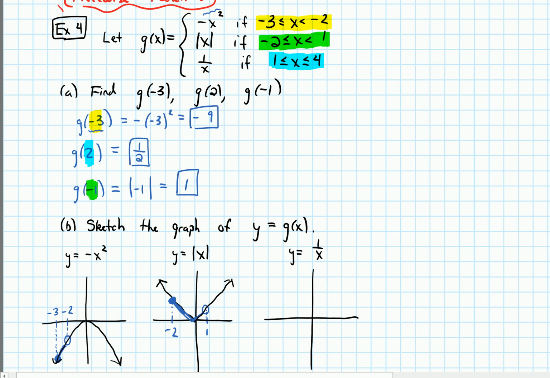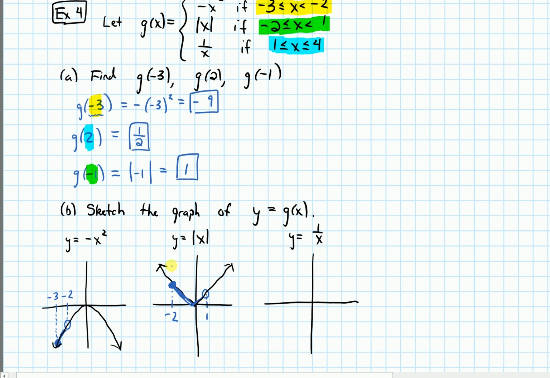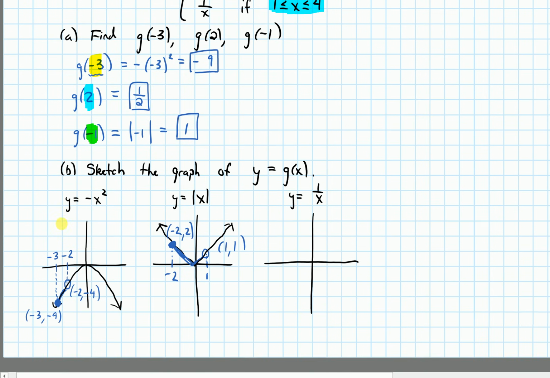Okay, so let me also label some of these y values. So this is -2, the y value would be +2. This is 1, 1. On the previous graph, this would have been -3, -9. This would be -2, -4. All right, so we have those.